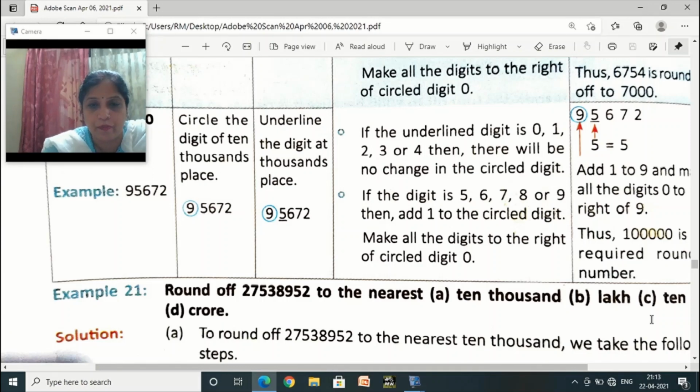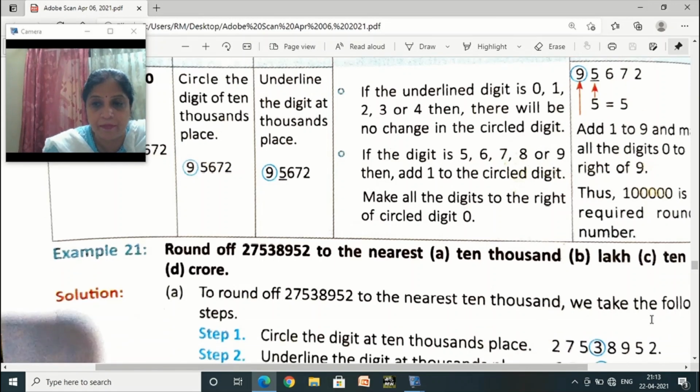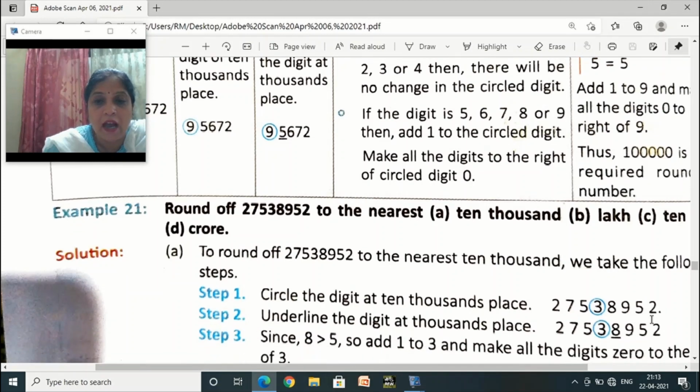First, suppose you have to round it off to the nearest 10,000. So which digit will we circle? We will circle the digit at the 10,000's place. If I find it, ones, tens, hundreds, thousands, 10,000, which digit is there? 3. Then step 2 is to underline the digit at the thousands place. The digit at the thousands place is 8.